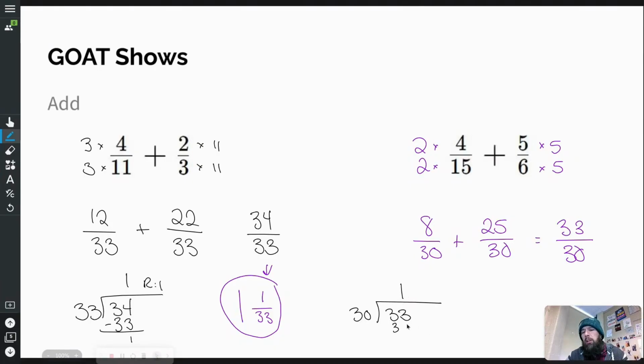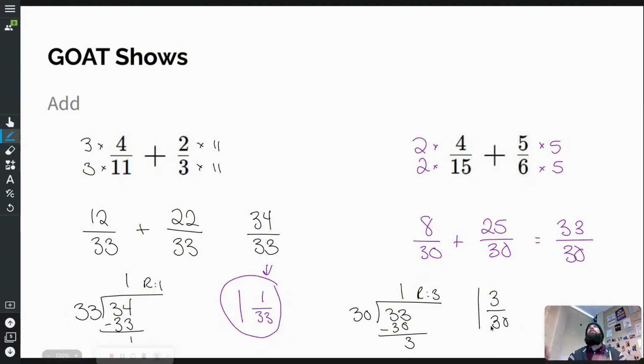1 times 30 is 30. Subtract. 3 minus 0 is 3. 3 minus 3 is nothing. So you can't bring down anything more. My remainder is 3. So my quotient is my whole number. My remainder is 3. And my denominator here is 30.